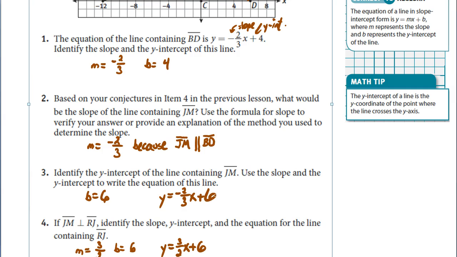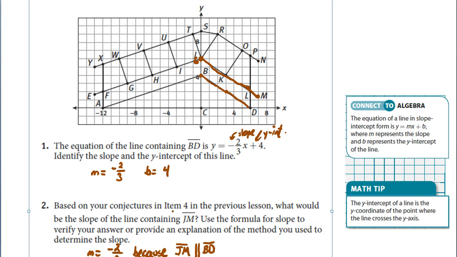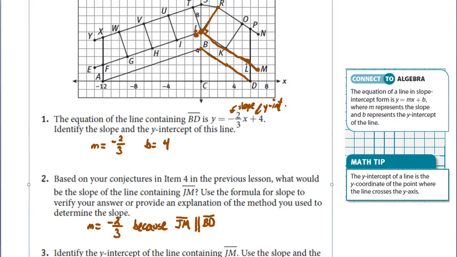Number 4. If segment JM is perpendicular to segment RJ, identify the slope, y-intercept, and the equation for the line containing segment RJ. So up here in the picture, let's find segment RJ. It is this one right here, from R to point J, touching at a 90-degree angle. These are perpendicular. It asks for the slope.